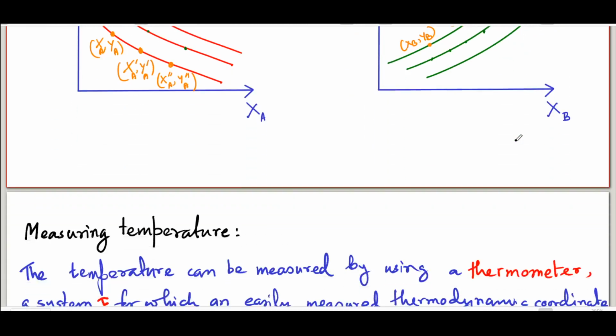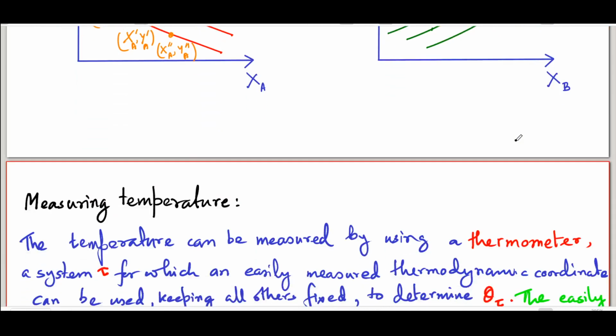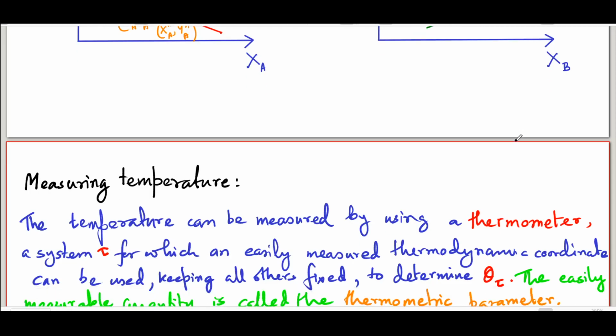Now the way in which temperature is measured is by using what is called a thermometer, as you all know. Now in thermodynamics, a thermometer is just the name given to a special kind of thermodynamic system, which I am calling tau for T for thermometer. But the speciality of such a system is that it should have an easily measured thermodynamic coordinate, which can be used to determine theta tau, the temperature of that system, by keeping all the other parameters fixed.